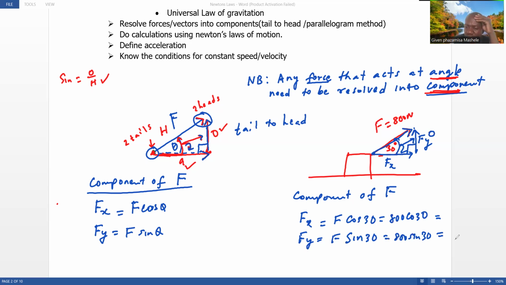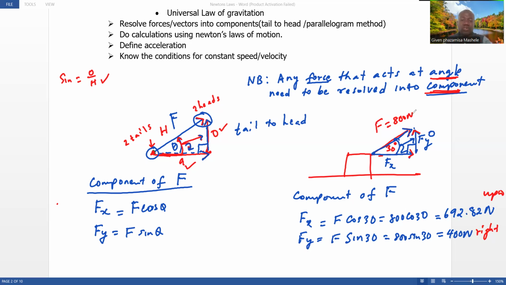800 sine 30, this one will be 400 Newton. Then 800 cos 30 will be 692.82 Newton. If we were to specify the direction, we will say this is directed right. This is directed upwards. You need to indicate these arrows.